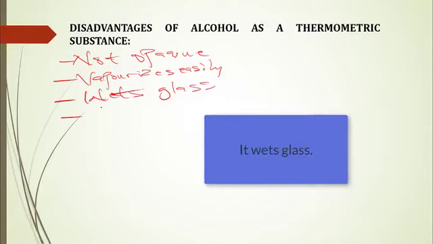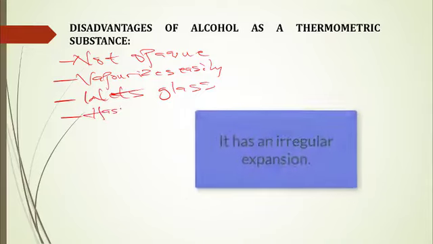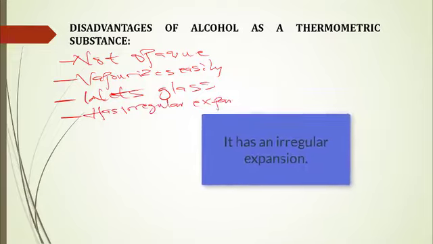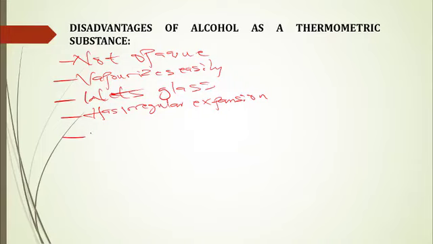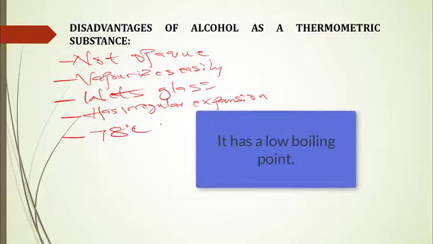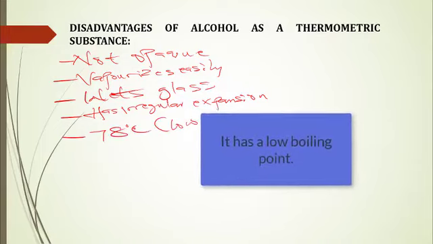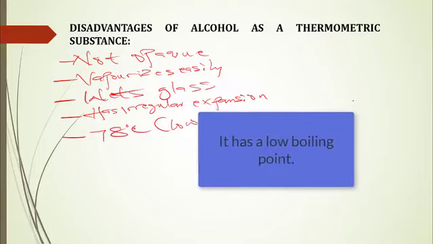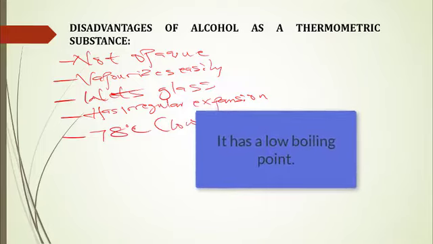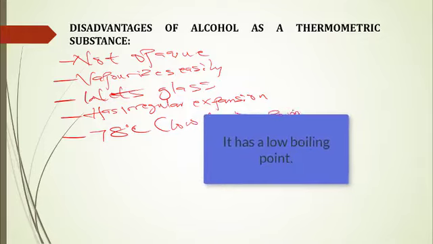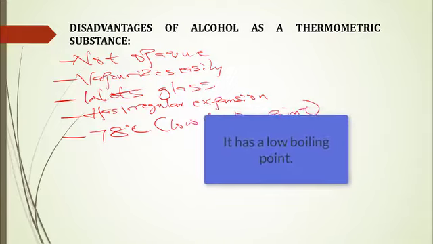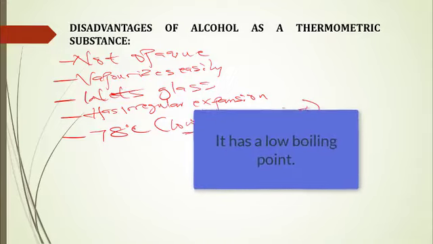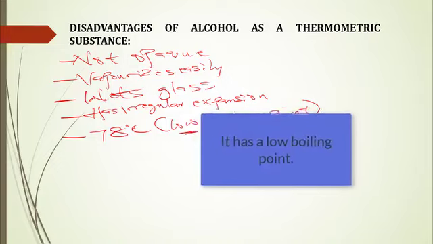And it also has an irregular expansion. It also has a low boiling point of 78 degrees Celsius. Which means if you try to use it to measure a temperature that is above 78 degrees Celsius, the alcohol is going to start evaporating. So it has a very low boiling point and cannot accommodate high temperatures.